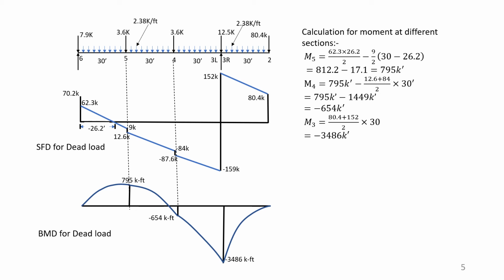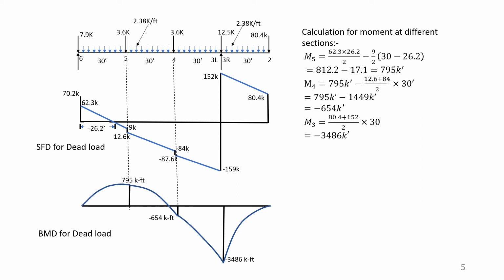On the right, if you come from the right hand side, 80.4 is the concentrated load coming from the suspended, simply supported suspended span, and with this we add 2.38 into 30, that gives us 152, and if we come from the left hand side, the reaction is 72.2 and minus 7.9 is 62.3. If we want to find out the zero shear point, then we have to divide the 62.3 by 2.38, and that gives us a distance of 26.2, and this is the zero shear point.